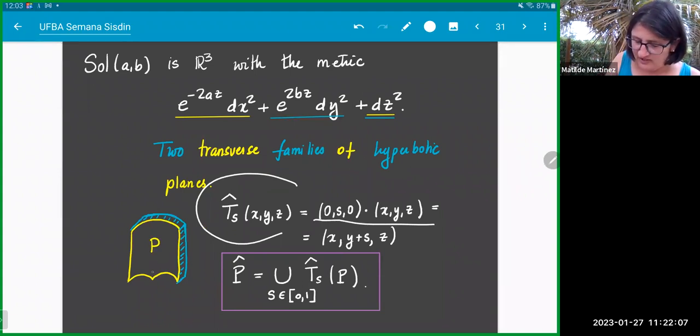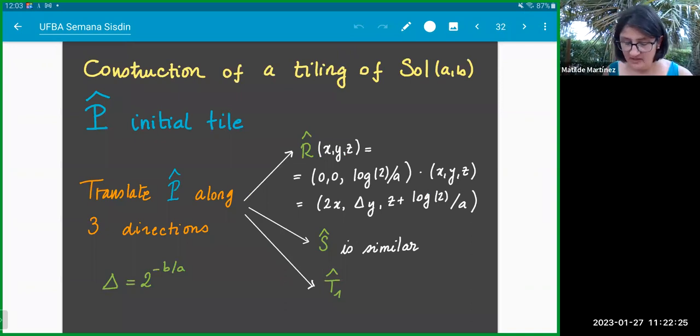And I choose the initial tile P, which was the initial tile in the Penrose construction, and I fatten it with this translation. So now it has thickness 1. And now this tile, I'm going to push it around. I'm going to push around this initial tile along three directions in a very specific order, just as in the case of the hyperbolic plane, in order to get the tiling of this group. So I push it around by this translation, by this element, and then two similar things.